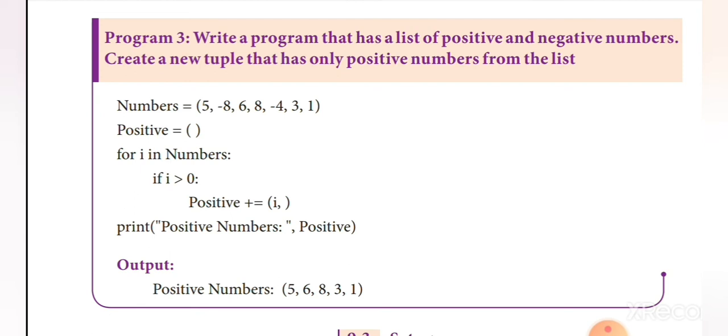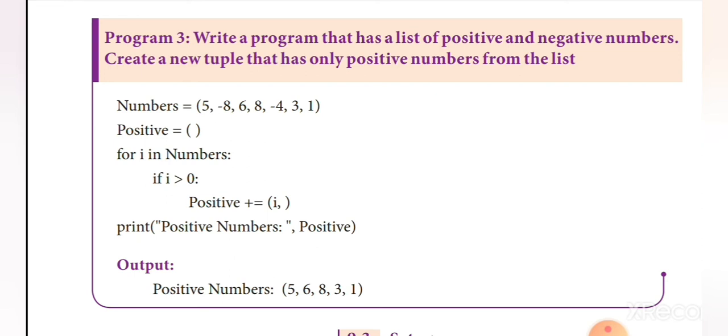In this program we are assigning a single tuple with both positive and negative numbers. What is the output we can get? We get only the positive numbers from this set of numbers. Numbers equal to 5 comma minus 8 comma 6 comma 8 comma minus 4 comma 3 comma 1. How many elements are there? Totally 7 elements are present in this tuple. How many negative numbers are there? 2 negative numbers, minus 8 and minus 4. Remaining are positive numbers. Now we are going to take only the positive elements from this tuple.